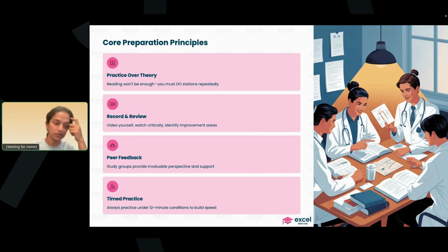So you have a smaller group. If you are joining a course, then you can join the course, but at least have a smaller group for you to practice. That's important.